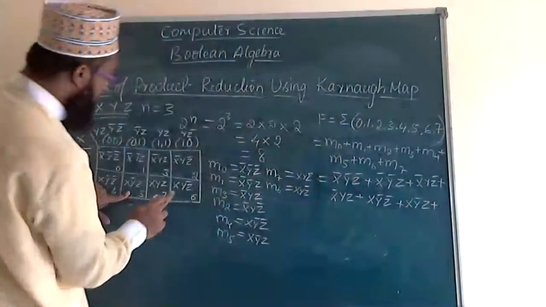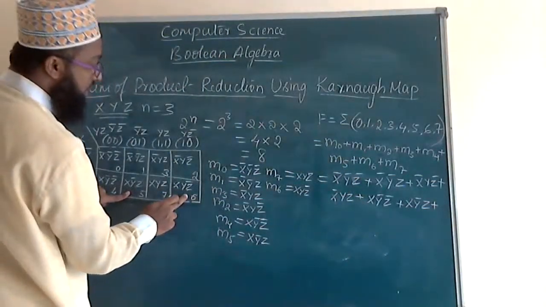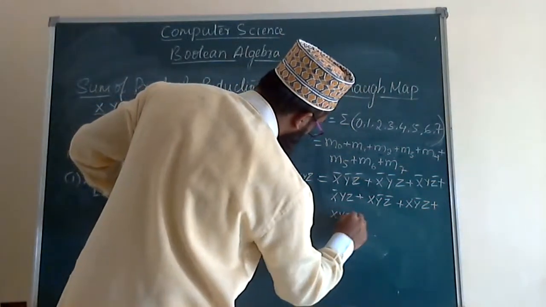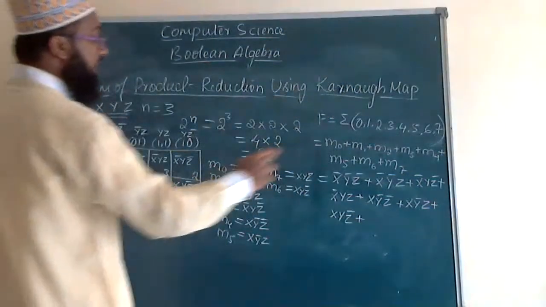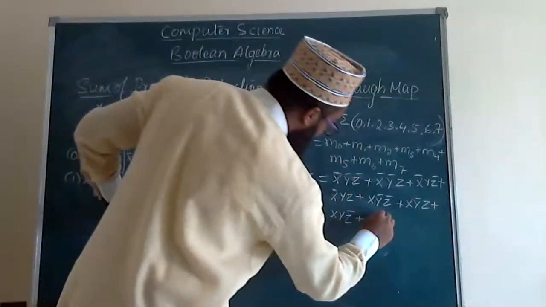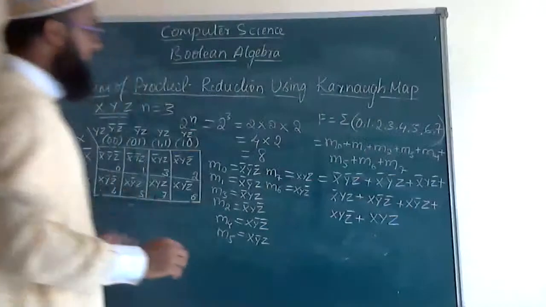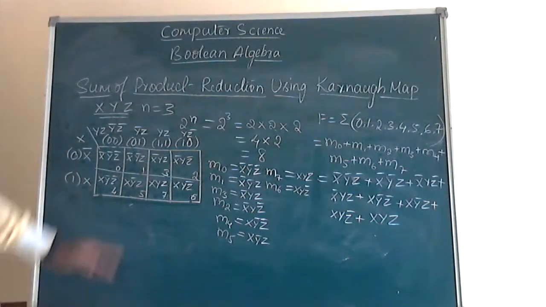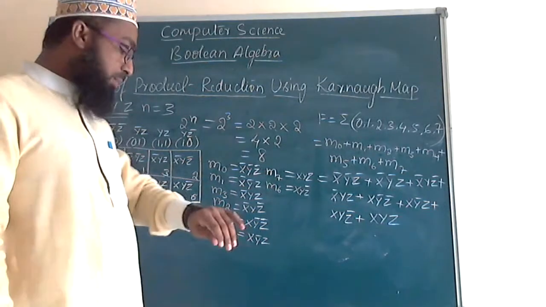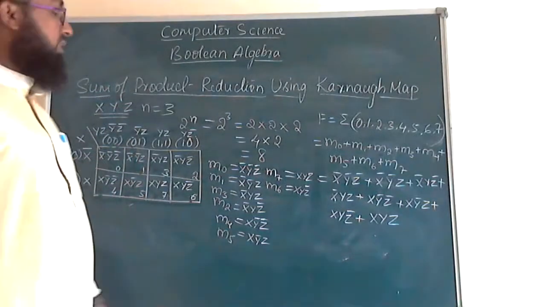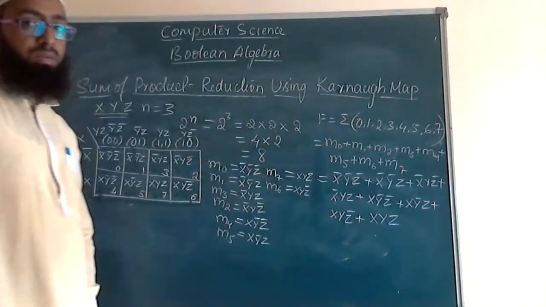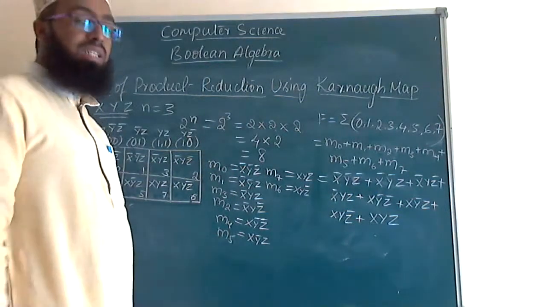So we have to see m6 is here. This 6 numbered square is called m6. Write down x, y, z bar. Plus then m7 is there. 7 numbered square, we have to write x, y, z. Like this we can represent the 8 squares of the 3 variable Karnaugh map. If we try in this way, then definitely we can get the exact result.